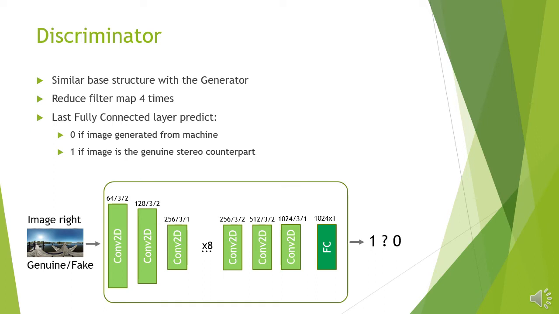Next, let's discuss in detail our discriminator. The figure on the top of the slide shows the structure of the discriminator. This model will receive an image supposedly on the right of the stereoscopic pair, and this image can be either genuine or fake, and the model will output a number ranging from 0 to 1. 0 means the model decides this image is fake, and 1 means the model considers the image is true.